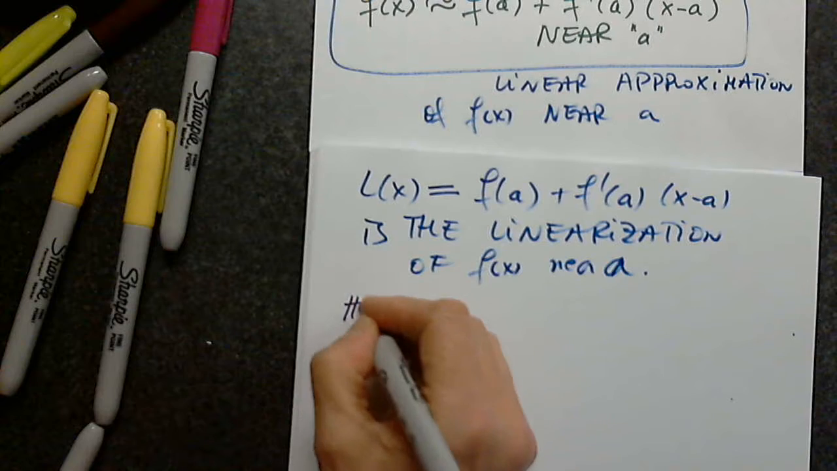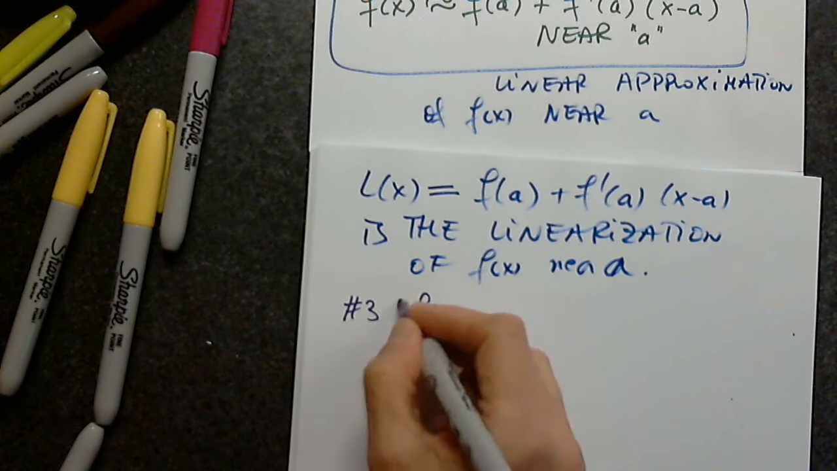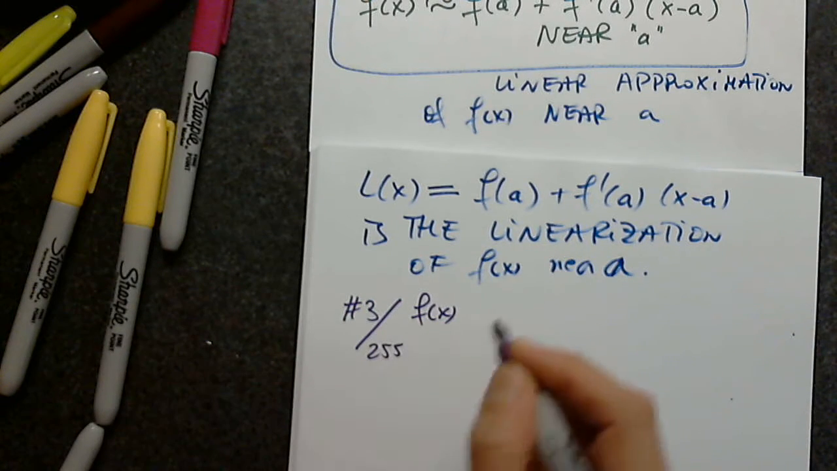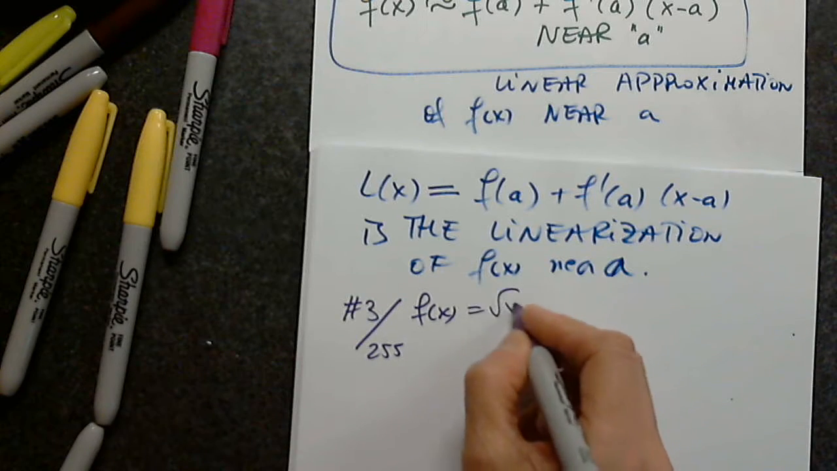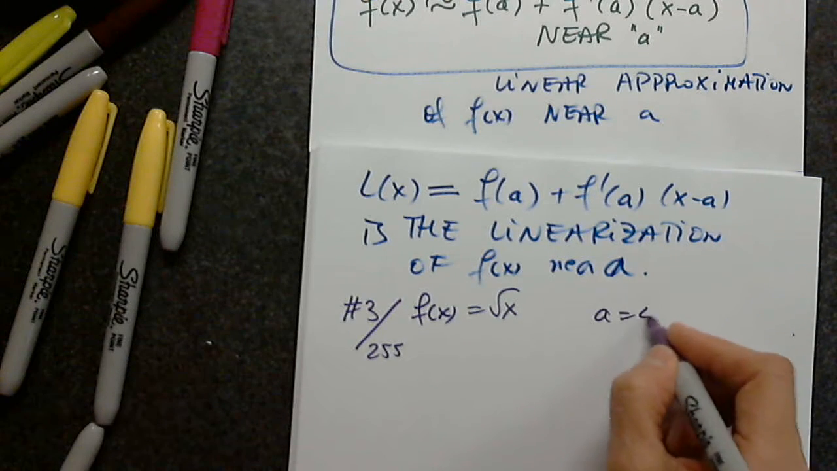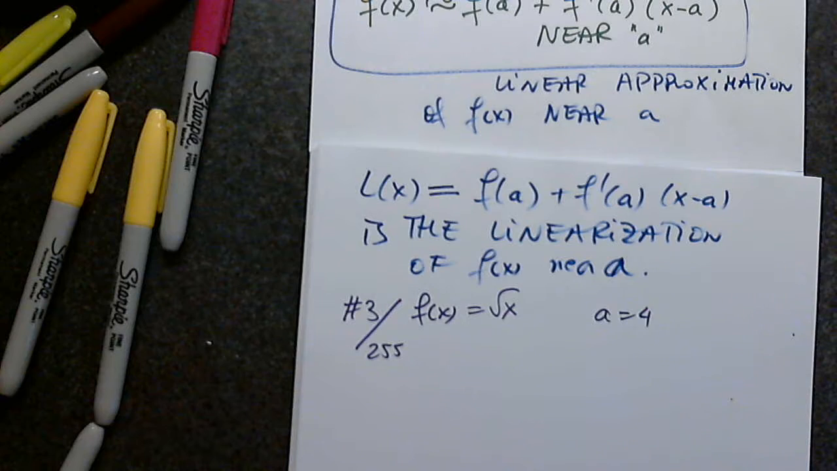Let's say problem 3. Same page at the top, 255. So f of x equals the square root of x, and a is 4. Find the linearization, L of x. In other words, find the straight line that you could use to evaluate this function instead of the function itself near what? 4. Near 4. That's all it means.